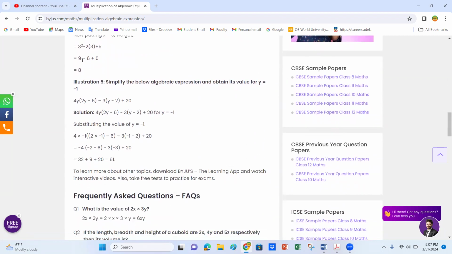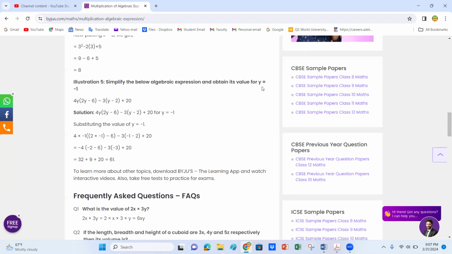Similarly, you see there 4y into 2y minus 6, minus 3 into y minus 2, plus 20. So 4y will be multiplied to the bracket portion: 4y multiplied by 2y, minus 4y multiplied by 6. Similarly, minus 3 is multiplied by y and minus 3 multiplied by minus 2. And plus 20 will remain the same.